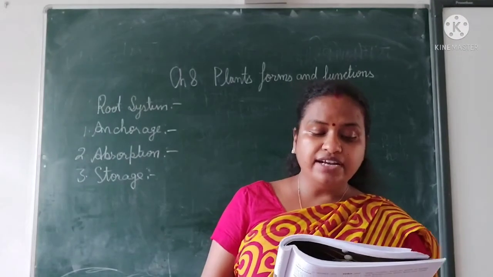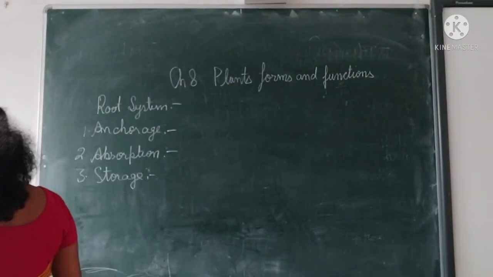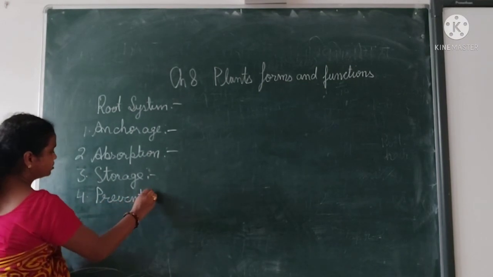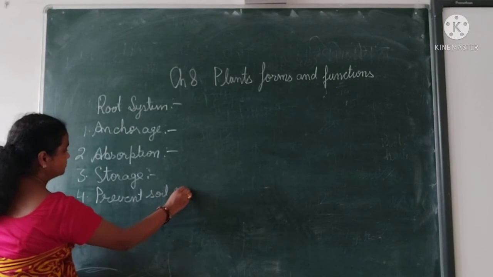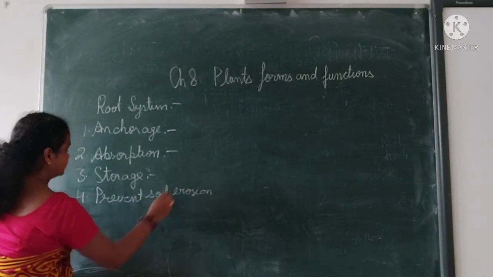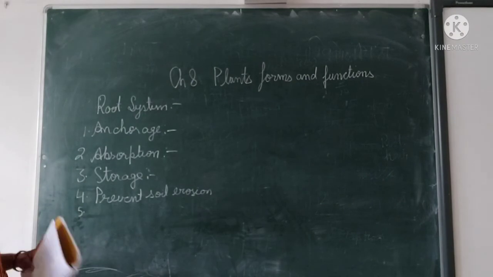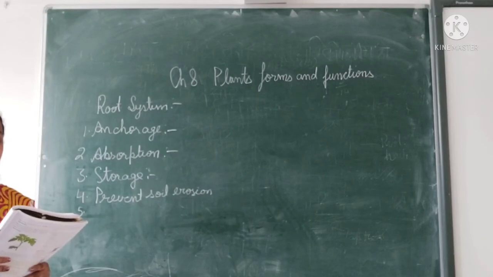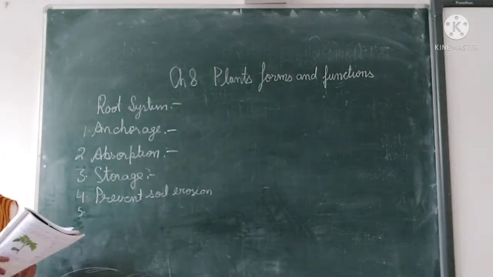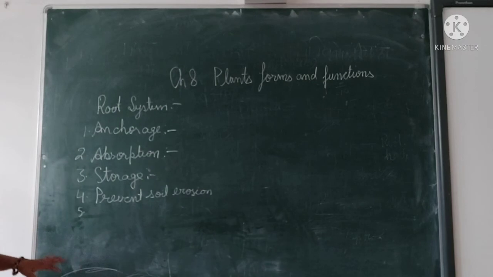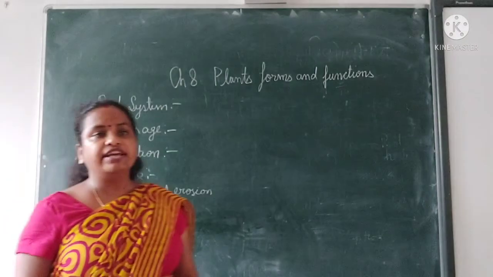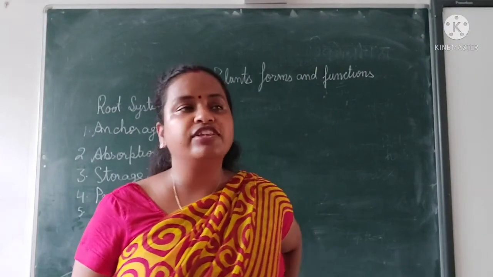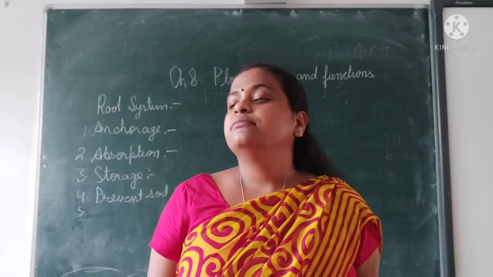Fourth one is preventing soil erosion. How does it prevent soil erosion? Roots hold the soil together and save it from being blown off by strong winds or washed away by flowing water. You must have noticed when you are making a building, you join bricks with cement so that when winds blow it should not be washed away.